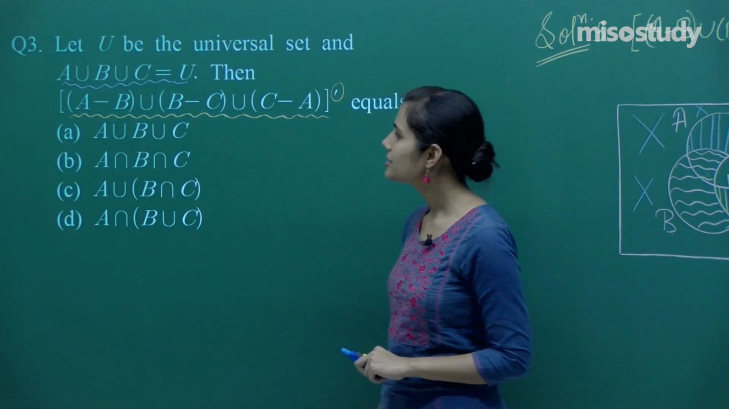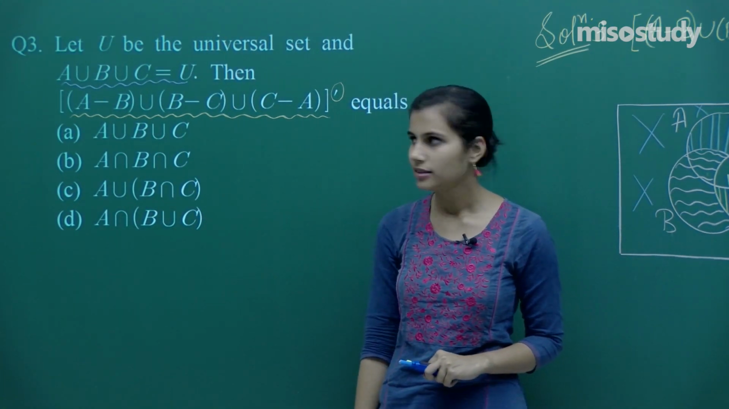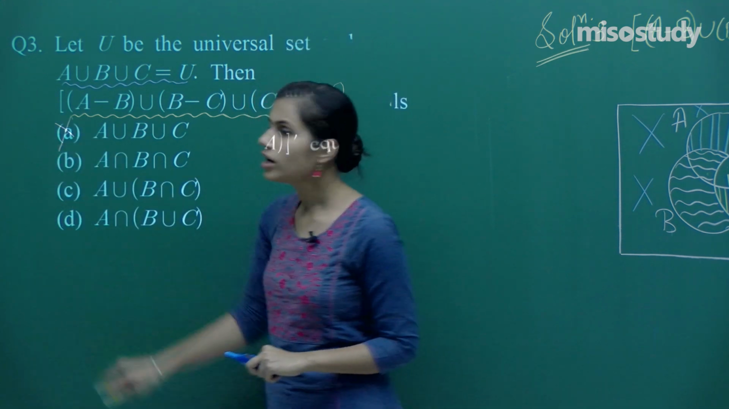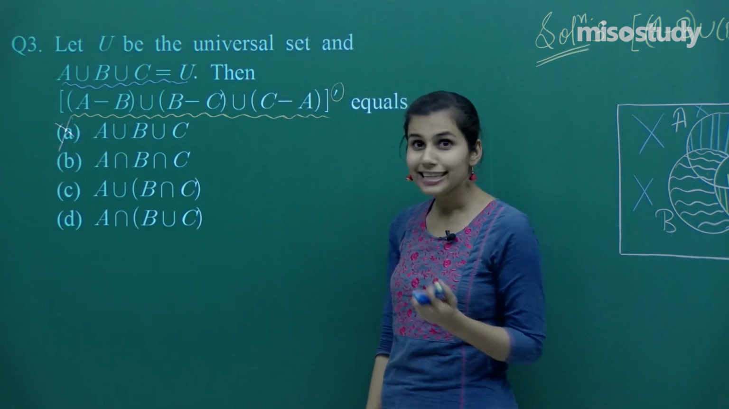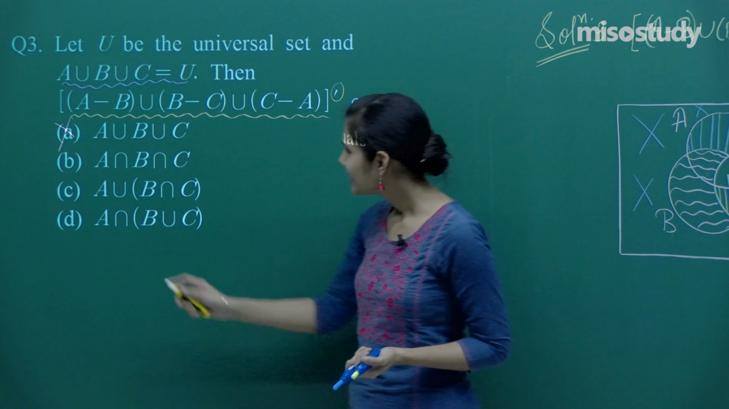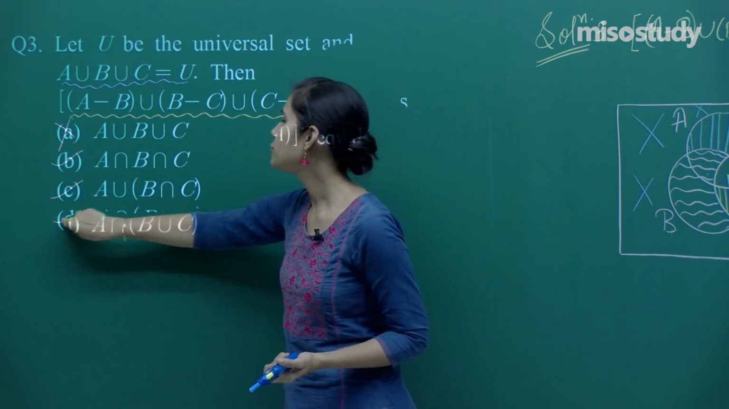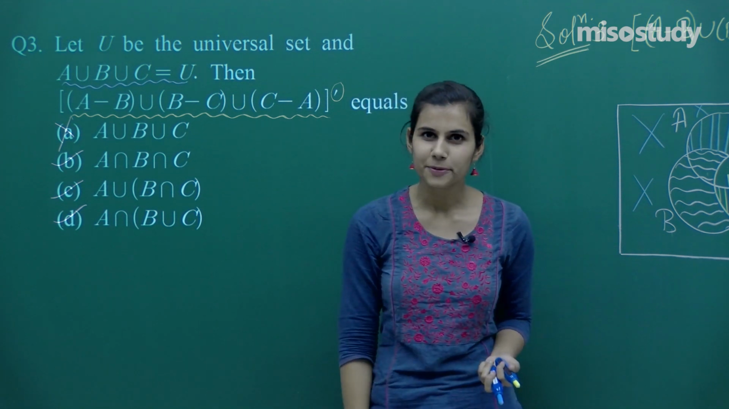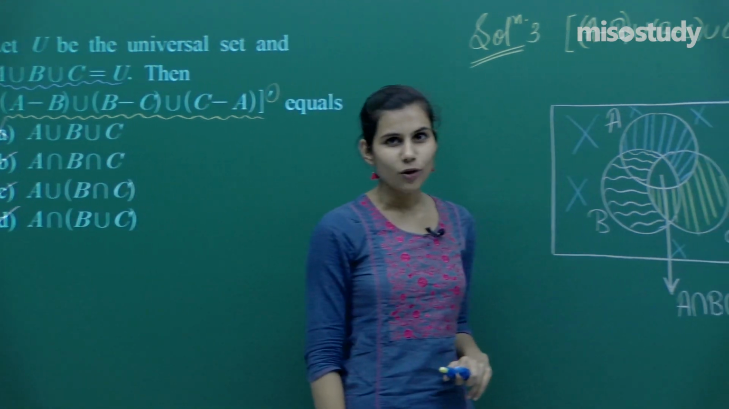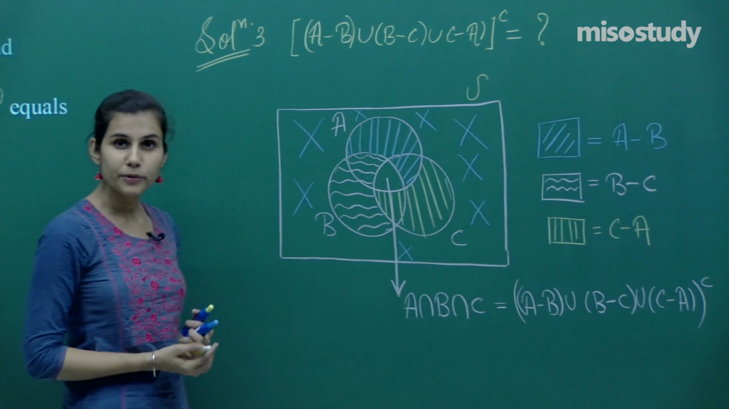The first answer is A union B union C. This is definitely not what I want. Second is A intersection B intersection C. Yes, this is my answer and therefore C and D, as you can see, are also wrong. Quickly note this down and understand the approach pretty nicely.